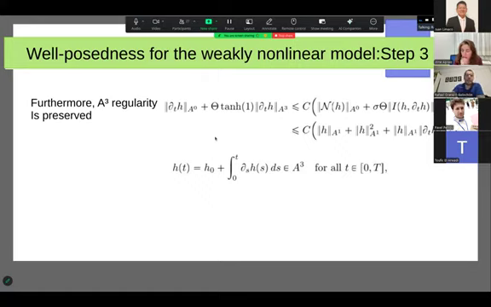Now, what happens if you are A1? Basically, if the initial data is also A3, then because of the elliptic estimate we had before for capital U, but capital U is h_t, we have that the time derivative of h is A3. So if the initial data is also A3, then the solution remains A3. That's in a sense propagation of regularity, if you like.